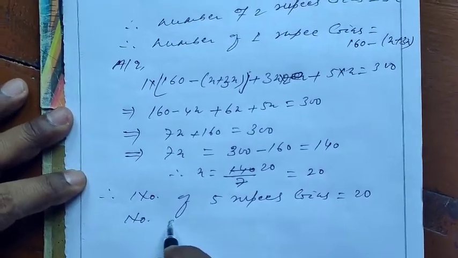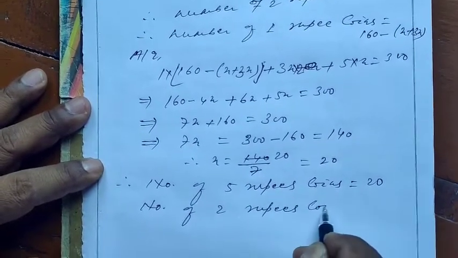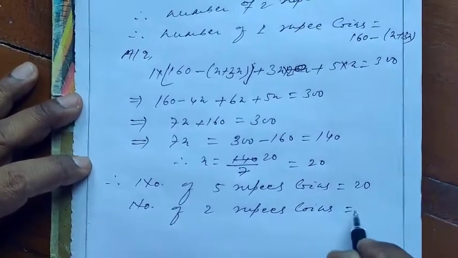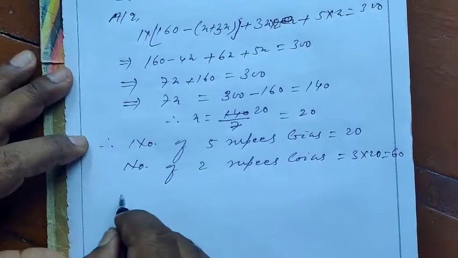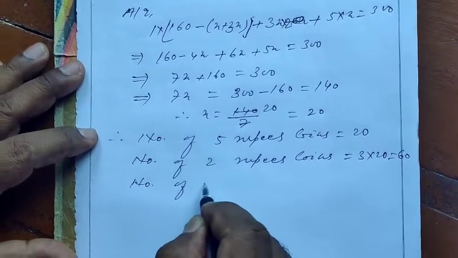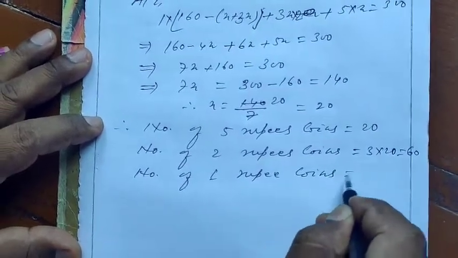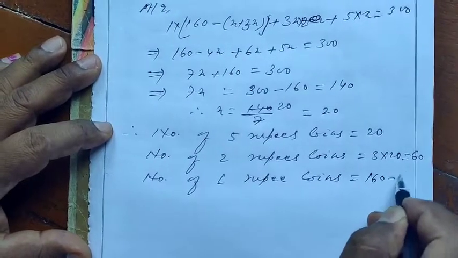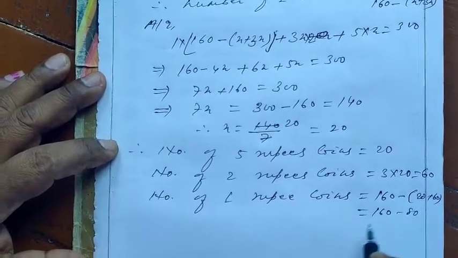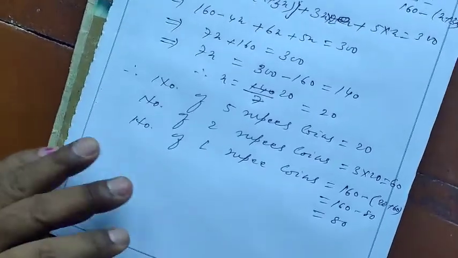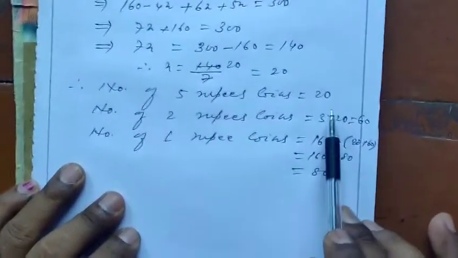Number of 2 rupees coins is equal to 3 into 20, 60, and number of 1 rupee coins is equal to 160 minus (20 plus 60). 160 minus 80, that is 80, and this is the answer. Number of 1 rupee coins 80, number of 2 rupee coins 60, and number of 5 rupee coins 20.